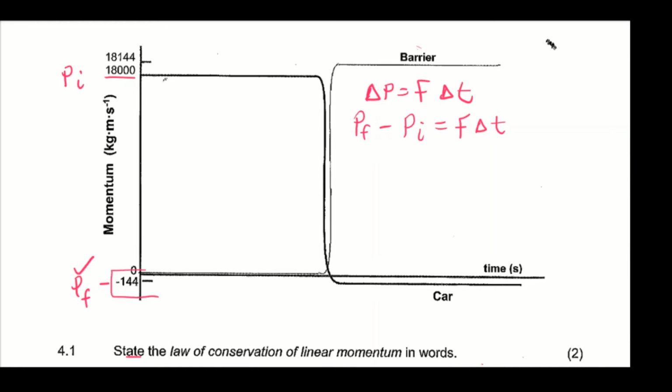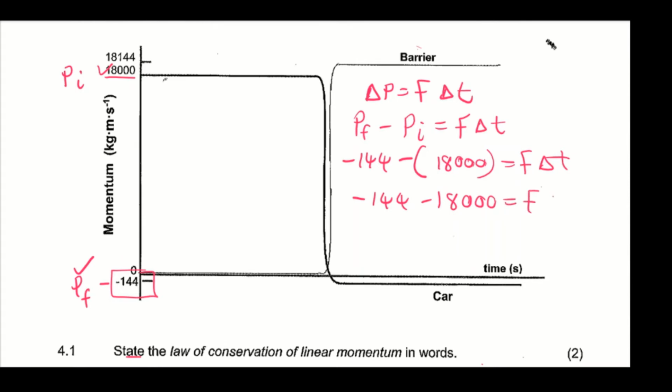The final momentum is this one here, minus 144, minus the initial momentum, which is 18,000, equals F times delta t. So it's minus 144 minus 18,000 equals F times delta t.